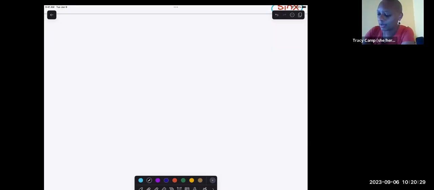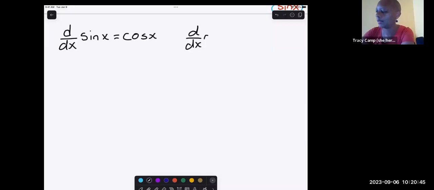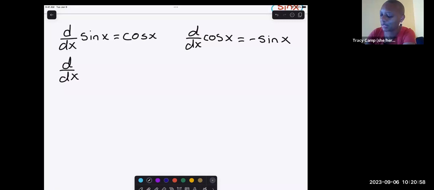So I'm just going to write out all 6 trig function rules. These first 2, the derivative of sine is cosine, and the derivative of cosine is negative sine. So there's the ones that are from last week. And then the one that we just went over is the derivative of tangent is actually secant squared x.